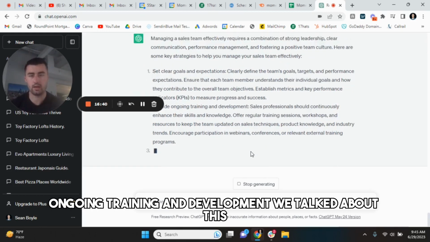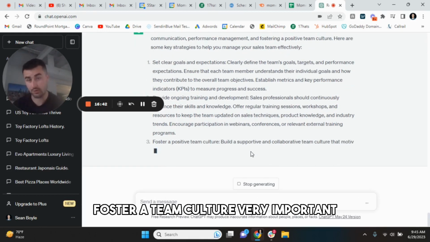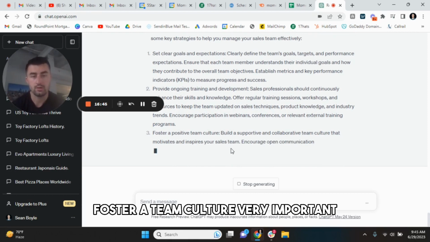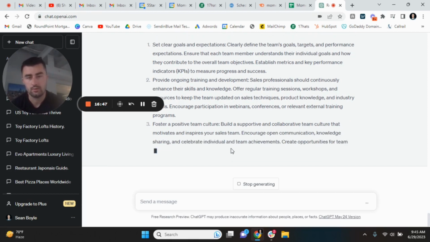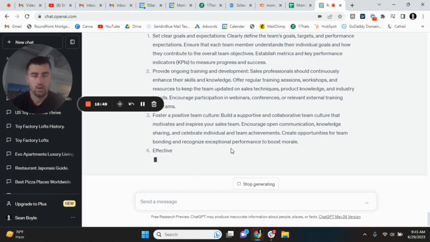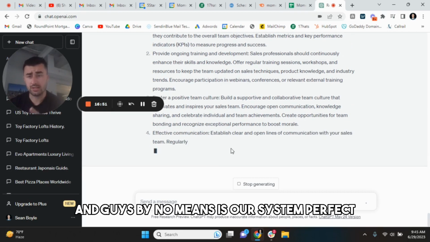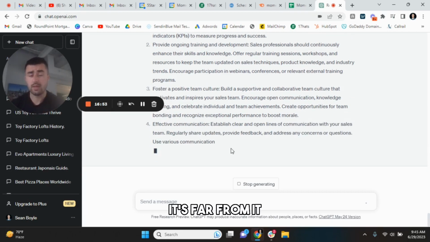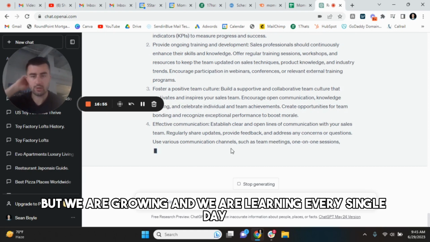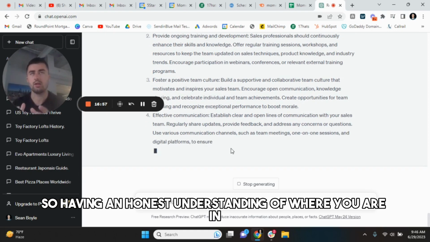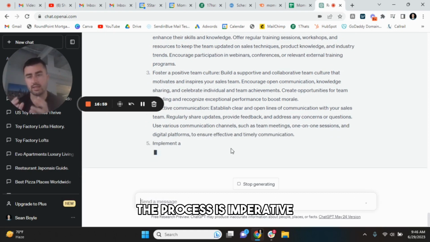Ongoing training and development. We talked about this. Foster a team culture. Very, very important. And guys, by no means is our system perfect. It's far from it, but we are growing and we are learning every single day. So having an honest understanding of where you are in the process is imperative.